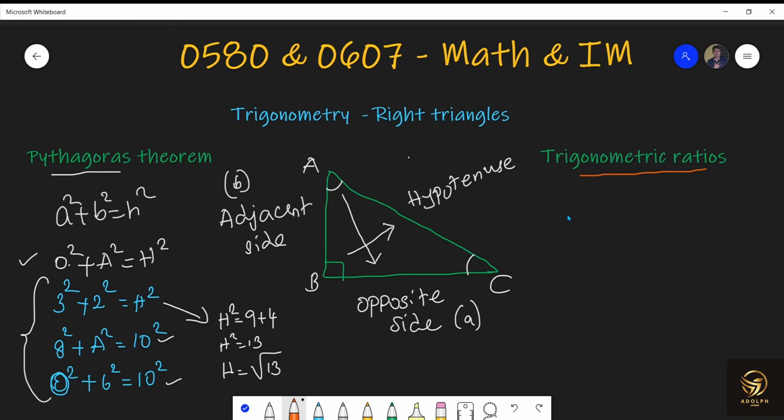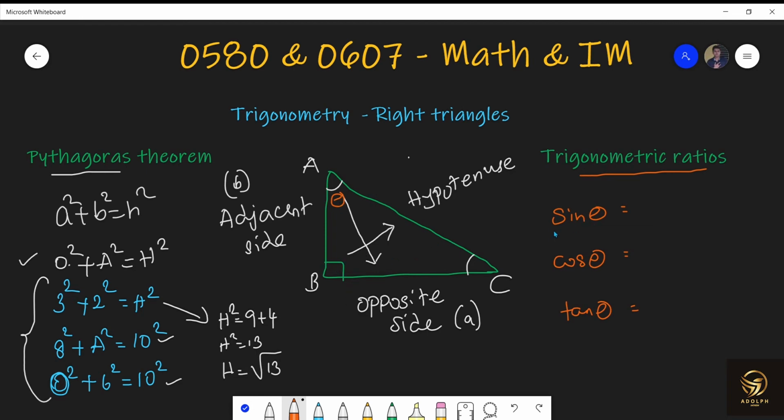Trigonometric ratios, we have mainly three. They are sine theta, cos theta, tan theta. Maybe you will be feeling that theta is very new to you. Theta is a Greek letter, and here we are using it for the acute angle which we have mentioned. It is only for an acute angle, not for the right angle.